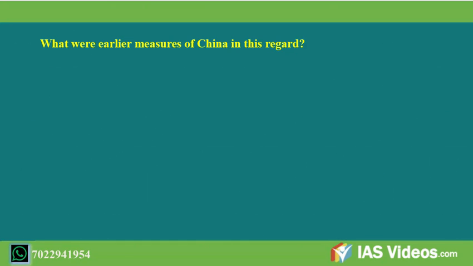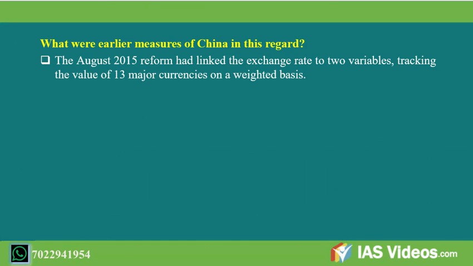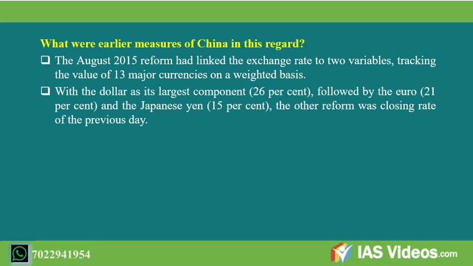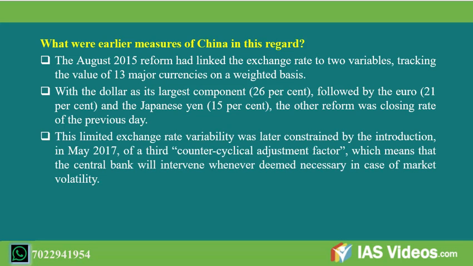What were earlier measures of China in this regard? The August 2015 reform had linked the exchange rate to two variables, tracking the value of 13 major currencies on a weighted basis, with the dollar as its largest component, followed by the euro and the Japanese yen. The other variable was the closing rate of the previous day.